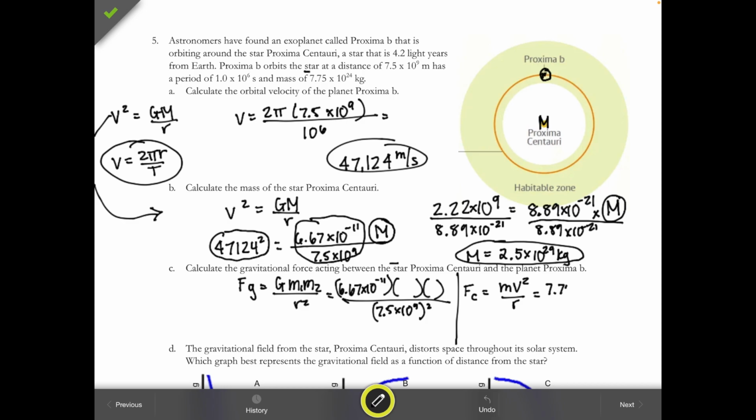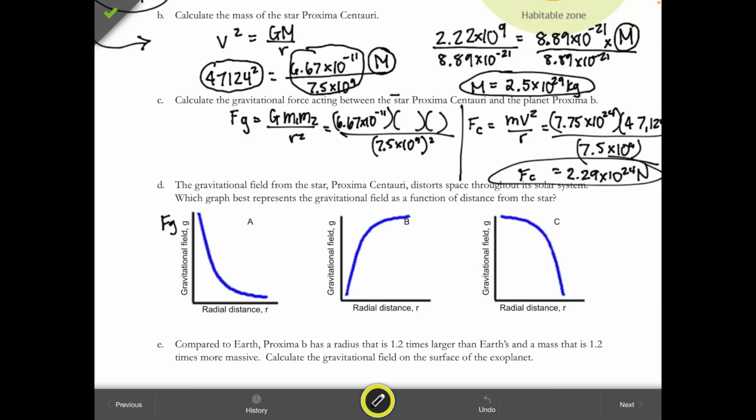So I'm putting in the 7.75 times 10 to the 24th kilograms. We had the velocity of 47,000, all squared over radius. Lo and behold, both answers give you 2.29 times 10 to the 24th newtons. Because gravity is the centripetal force, it doesn't super matter which equation you use as long as you use it correctly. Question D is asking to make a relationship between gravitational field and distance.